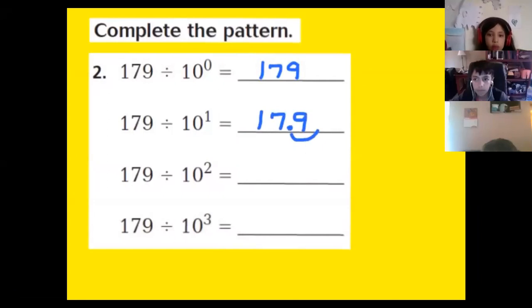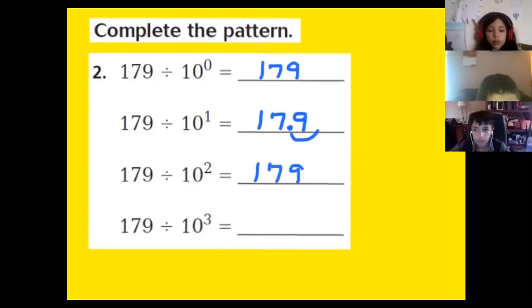Now, for the next part of the problem, I have 179 being divided by the second power of 10. My exponent here is a 2. So I'm going to go ahead and write down my 179, and this time I have to move my decimal 2 places to the left because my exponent here is a 2. So I'm going to come to the end, and I'm going to move that decimal over once, twice. So my answer now turns out to be 1 and 79/100.